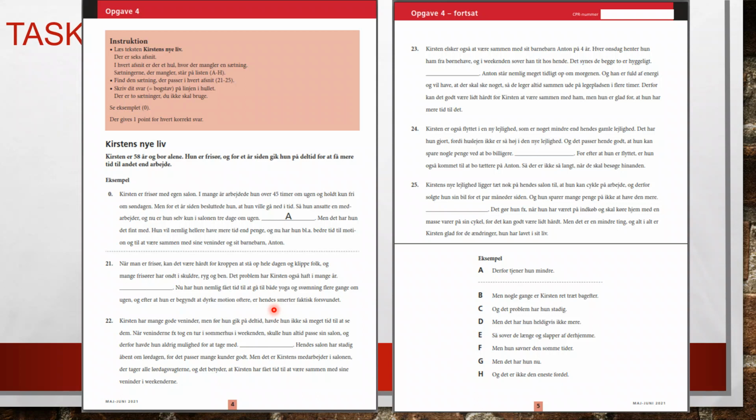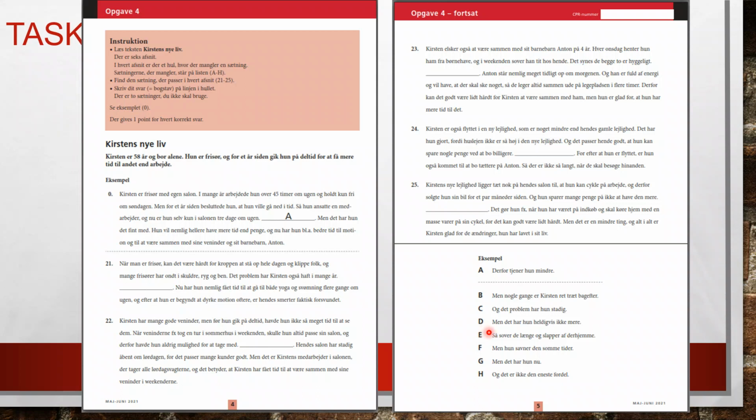Then the next part is task 4, which is about fill in the phrases actually. In the previous question we saw fill in the words, but here we have to fill in the phrases. So you have to read the paragraph here, and there will be one short sentence missing. You have to fill in the correct sentence here.